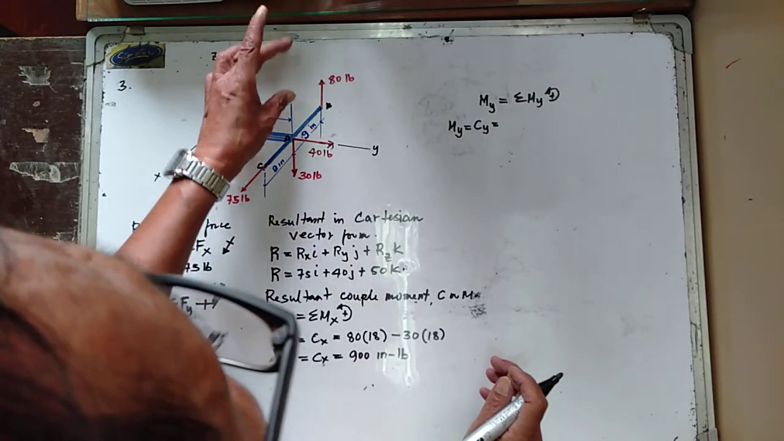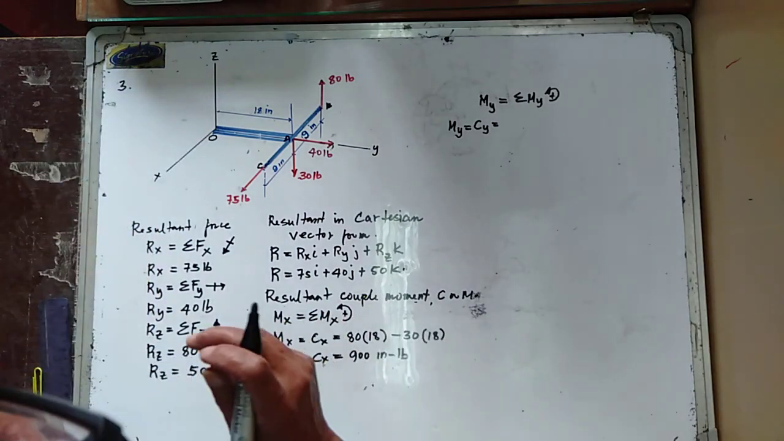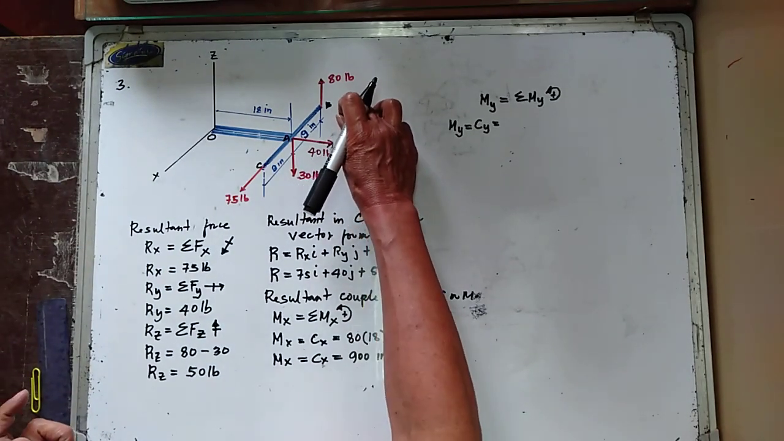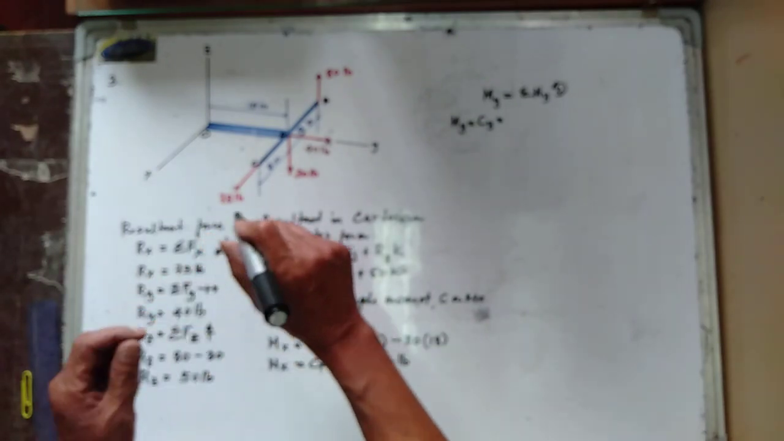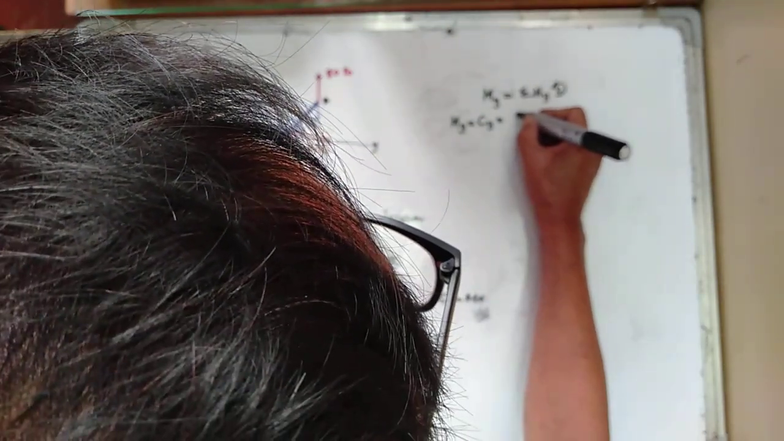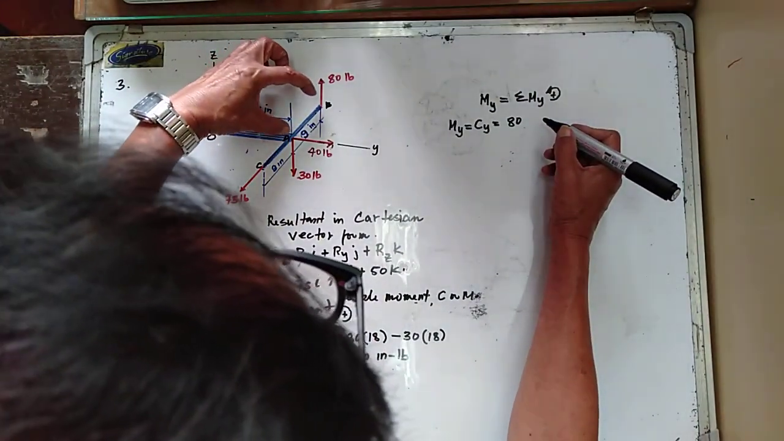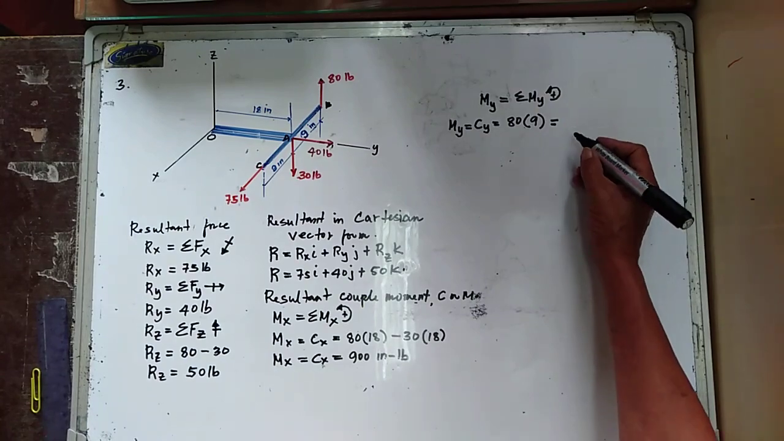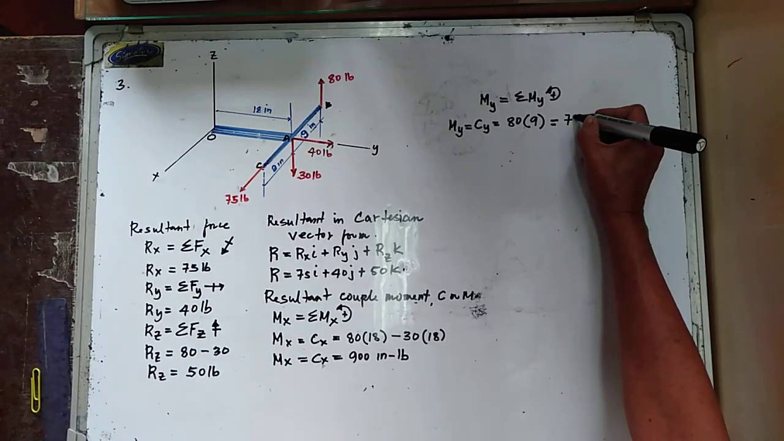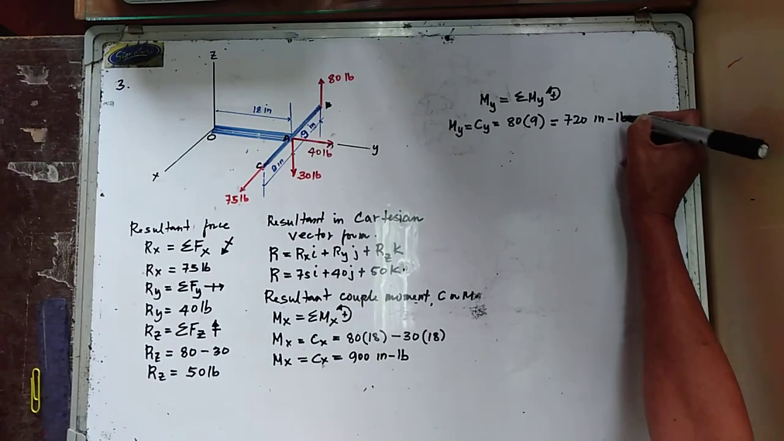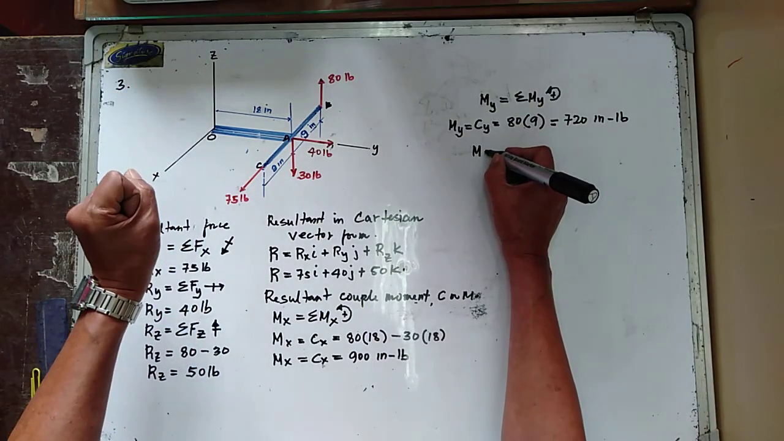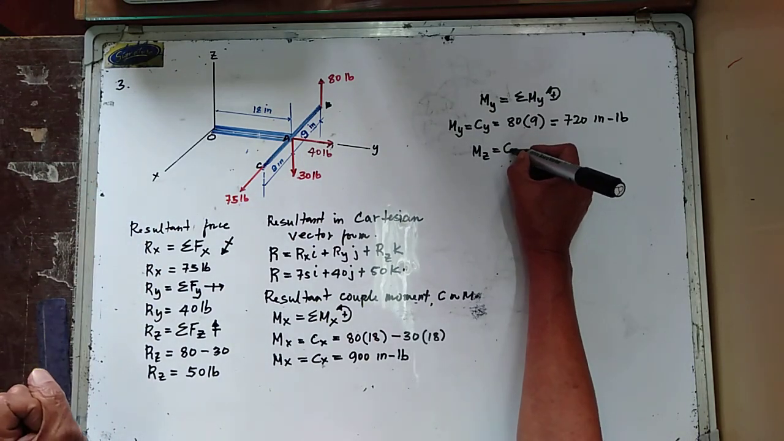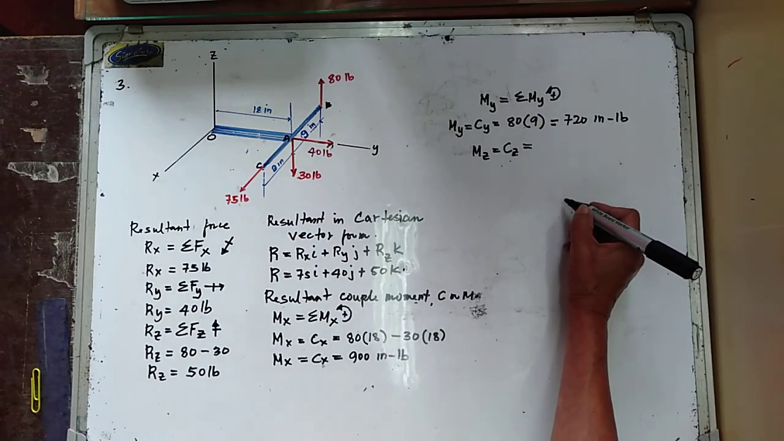Hence, the only force that will have moment about the y-axis is the 80-pound force. So this 80-pound force is going counterclockwise about the y-axis. So we now have 80, and the moment arm is equal to 9 inches. And therefore, this is equal to 720. That is now your inch pounds. Now, let's try to get now the moment of all the forces about the z-axis. Or that is now your Cz, and this one is now equal to.